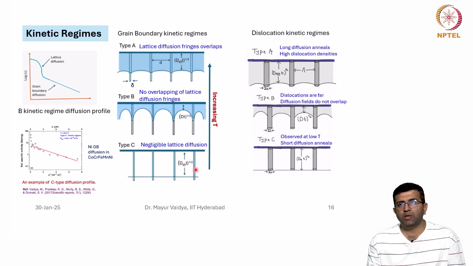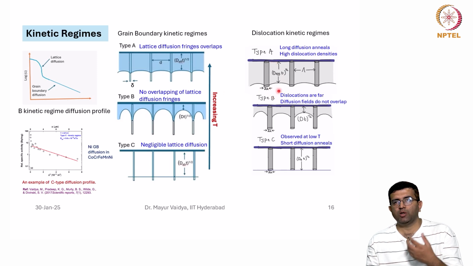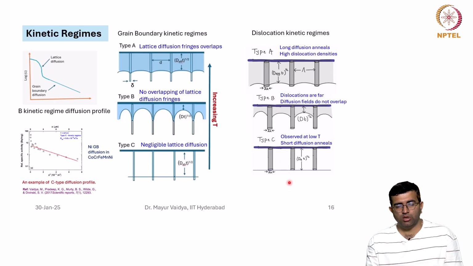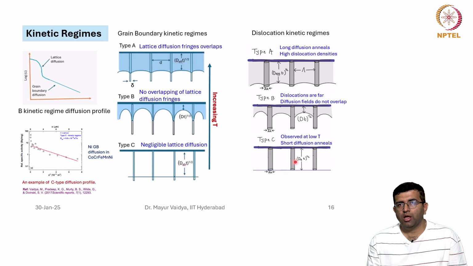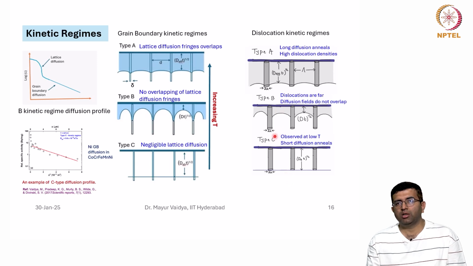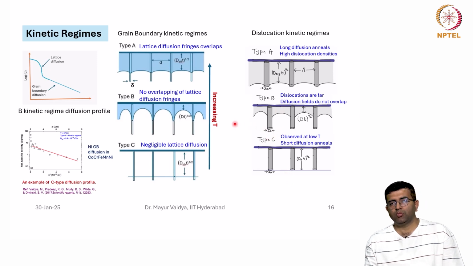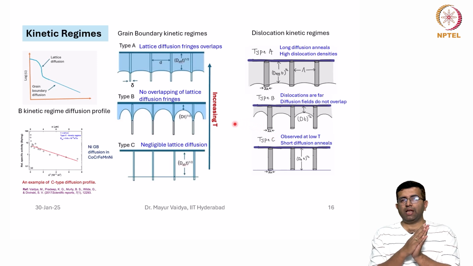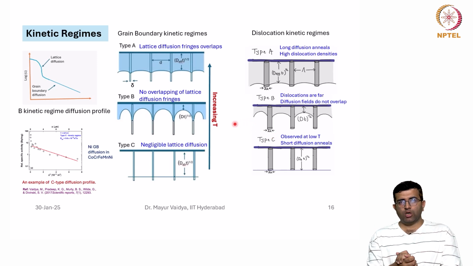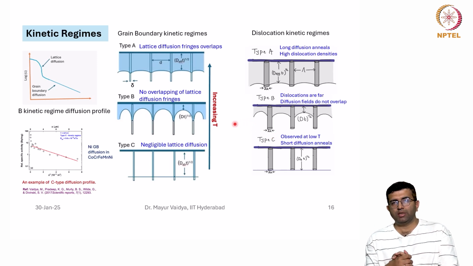Similar regimes existed also in the dislocation diffusion, when we saw the difference being that instead of a slab here, it becomes a cylinder. So again, type A where you have effective diffusivities, type C where you can determine the dislocation diffusivity alone, the diffusion happens only through the dislocation, whereas in type B we can have both lattice diffusion as well as the dislocation diffusion contributing distinctly.